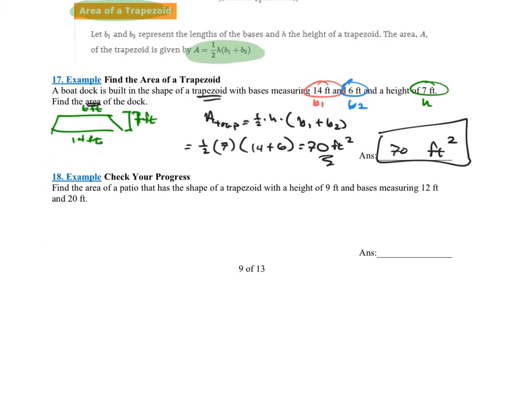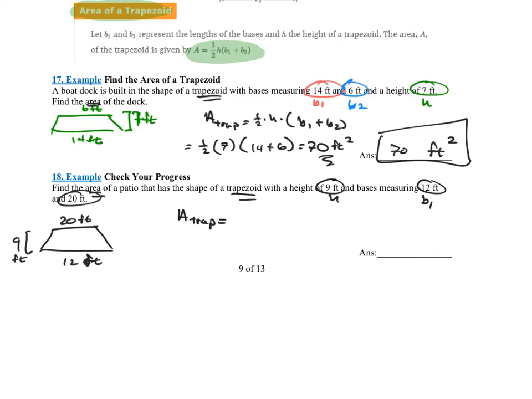Number 18 says, find the area of a patio that has a shape of a trapezoid. Again, let me draw that trapezoid again. With a height of 9, bases measuring 12 feet and 20 feet. Okay, my picture's pretty awful, but that's okay. I don't really care. All right, so we know we're finding the area of a trapezoid. The formula for that is 1/2 times the height times the sum of the bases. My units here is in terms of feet, so my answer, because it's area, has to be feet squared.